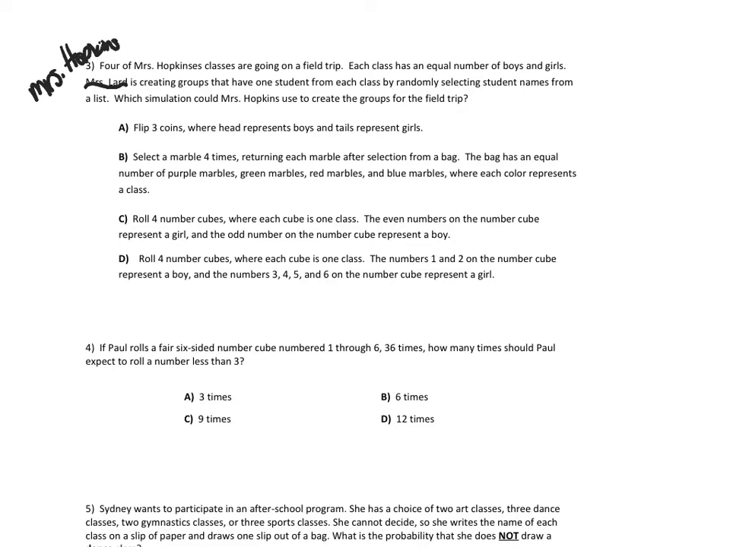3, 4, 5. Okay, so this is not even right here, right? Why? Because 1 and 2 were boys and 3, 4, 5, 6 are girls. So there was a higher chance of getting a girl, right? Okay. So flip 3 coins where head represents boys and tails. So what's wrong with that one? Or is something wrong with it? 3 coins and there's 4 classes. 4 classes. Okay. So B.